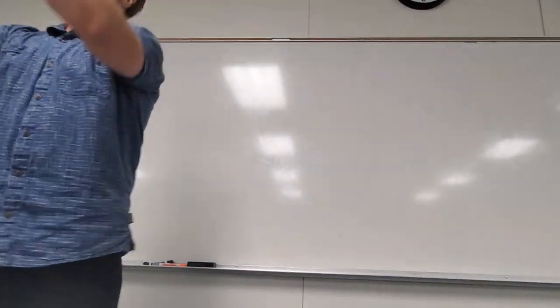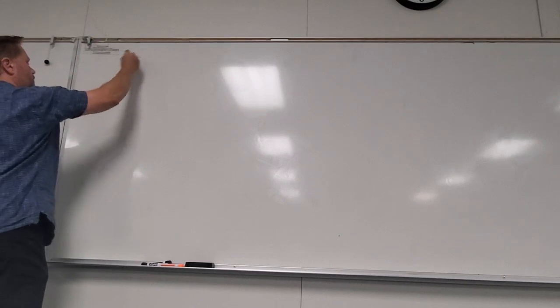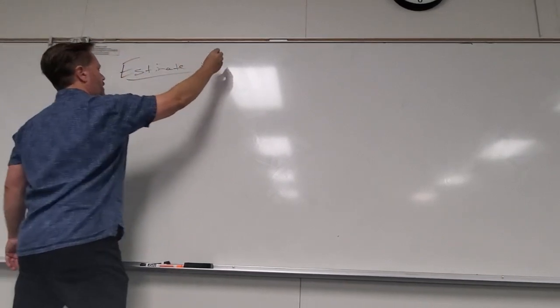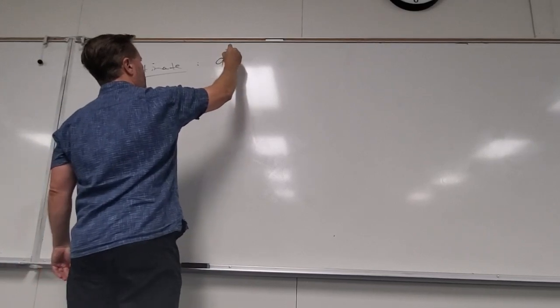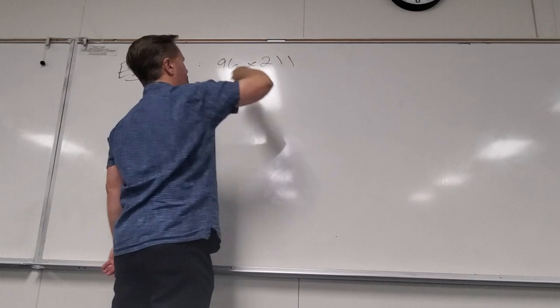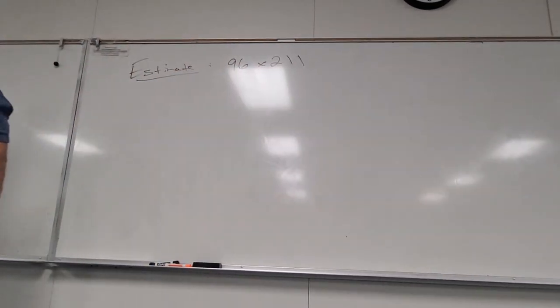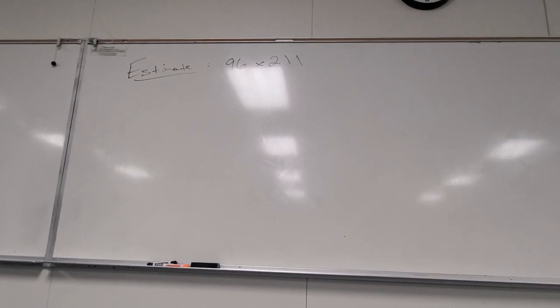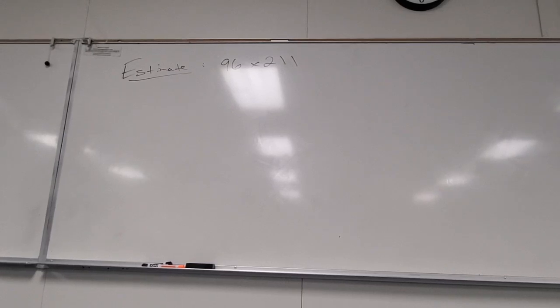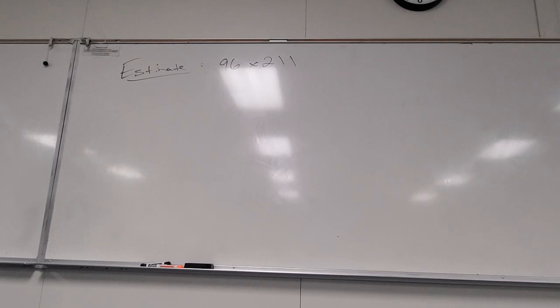So let me ask you this. If I had to estimate something like 96 times 211, I want to estimate that. Does anyone have a suggestion on what you could do to estimate that? Yeah, you break it down into smaller problems, and then that's easier to multiply. So 90 and 200. All right.